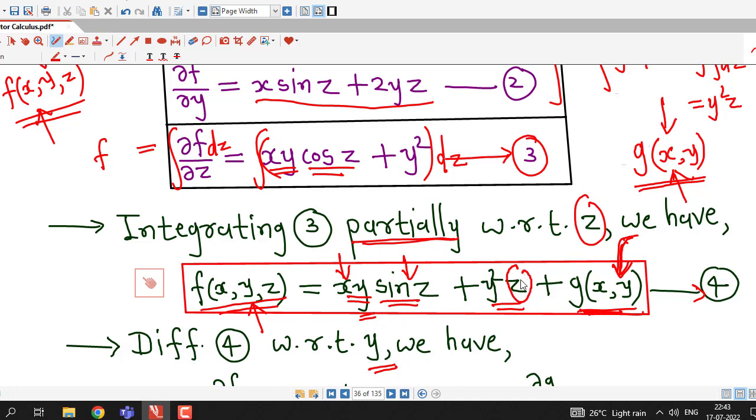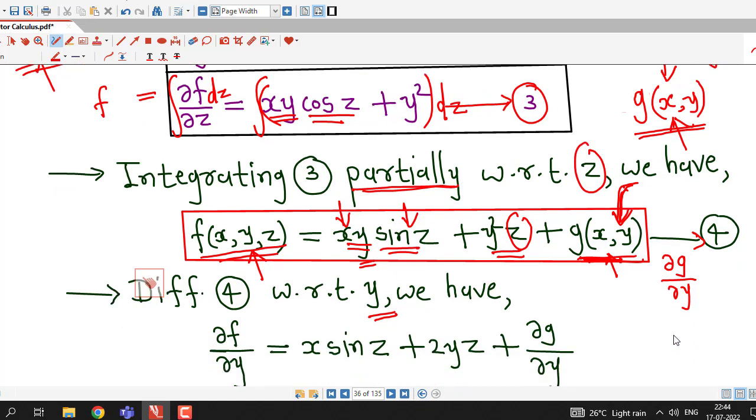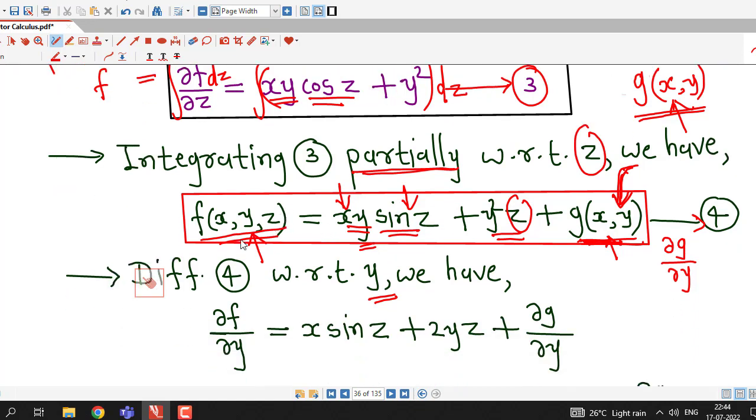Here z is constant, the derivative of y square is 2y, and because g is a function of 2 variables and we are differentiating with respect to y, here we will write del g by del y. So I have written here the derivative of f with respect to y, which is a partial derivative: x sin z as it is, the derivative of y is 1, z as it is, the derivative of y square is 2y, and because g is a function of 2 variables, we have written the partial derivative of g with respect to y.